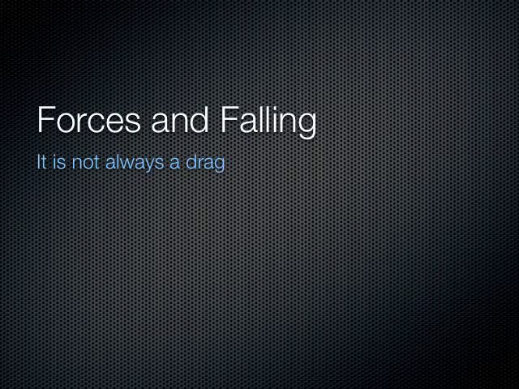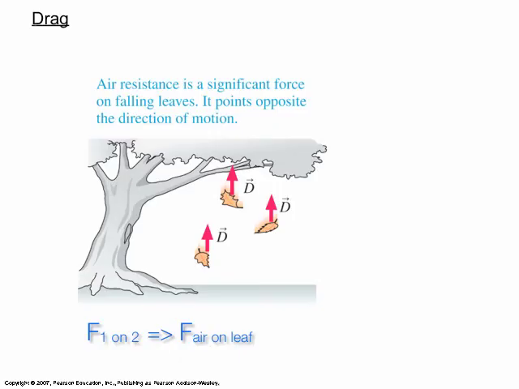When an object is falling through a fluid such as air, the air friction, the air resistance, is a force of air on leaves, on parachutes, on anything that falls through the fluid of the air, which we call a drag, but it's simply another force of falling through air. D stands for drag. It's the force of the air on the leaf, or whatever it is falling through the air. It's still a force of 1 on 2, air on leaf.